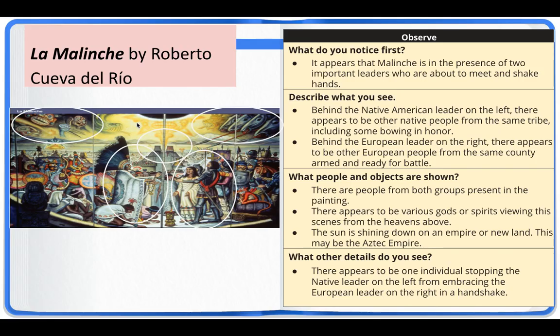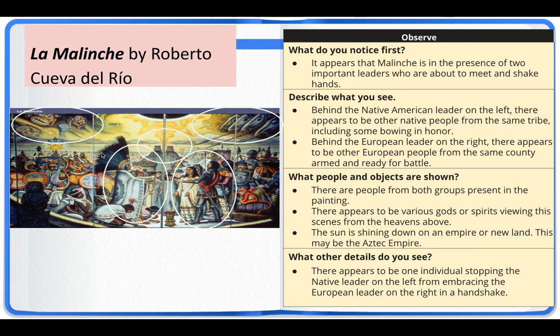Okay, so let's take a look at this image. There's certainly some things that pop out at us and that we observe in our first glance of this image. So the first question says, what do you notice first? So it appears that La Malinche, who is right here in the center of the image, is in the presence of two important leaders who are about to meet, and it looks like they're about to shake hands.